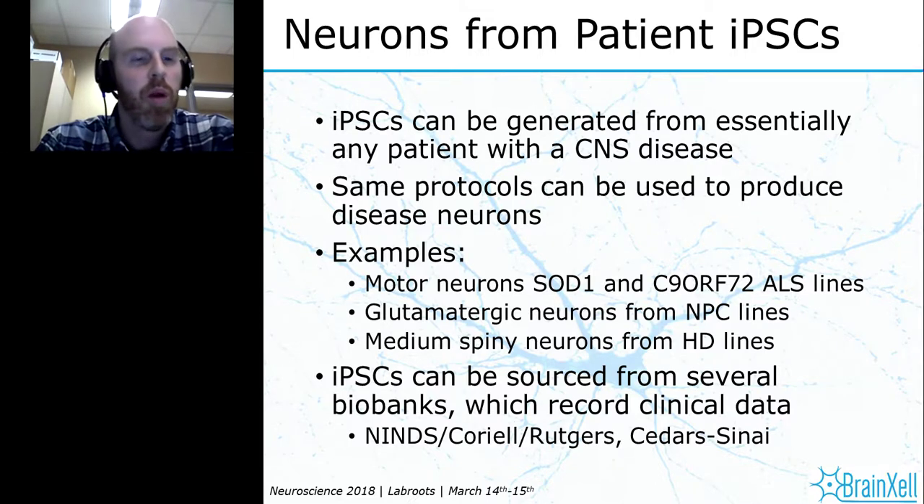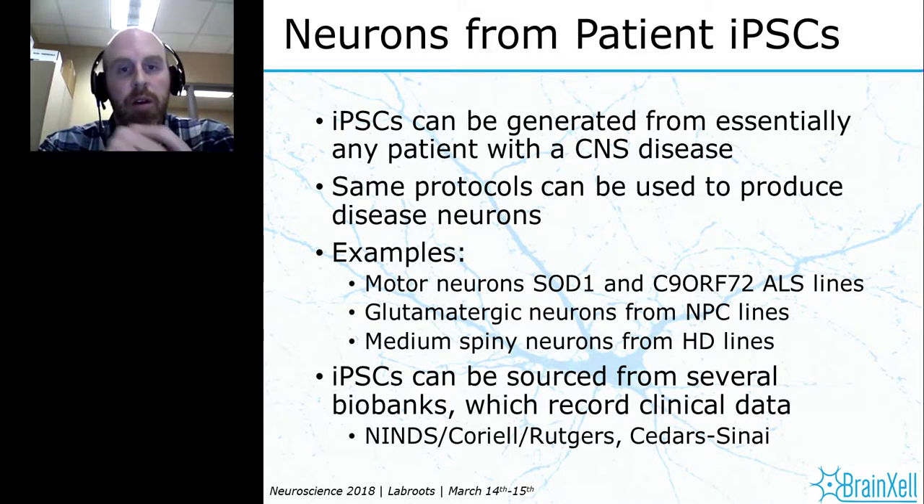So something that's very powerful as it relates to the use of iPSCs is the ability to generate neurons from patients. As I mentioned before, the iPSCs can be generated basically from any individual, regardless of age or disease status. And the same protocols that are used to make the normal, or wild type neurons can also be used from disease iPSCs, that is iPSCs from patients.